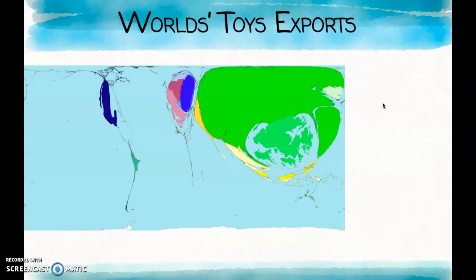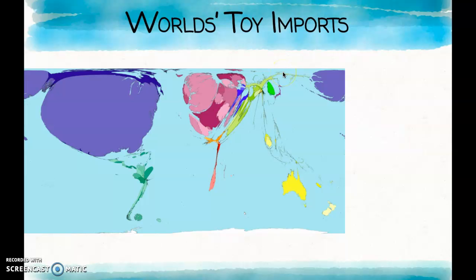So for toy exports in the world, we can tell that most toys are exported from China. And here are toy imports, so we can tell that Europe and the United States import the most toys.